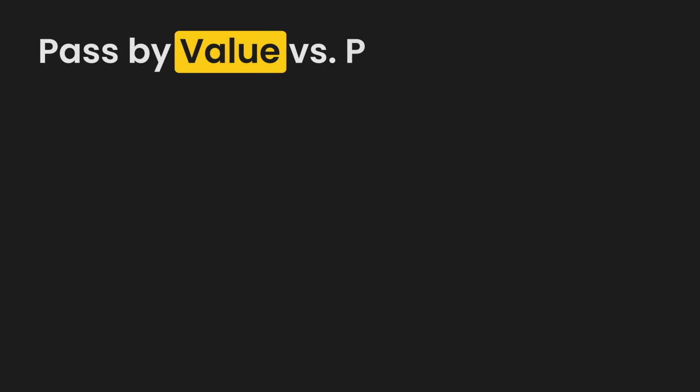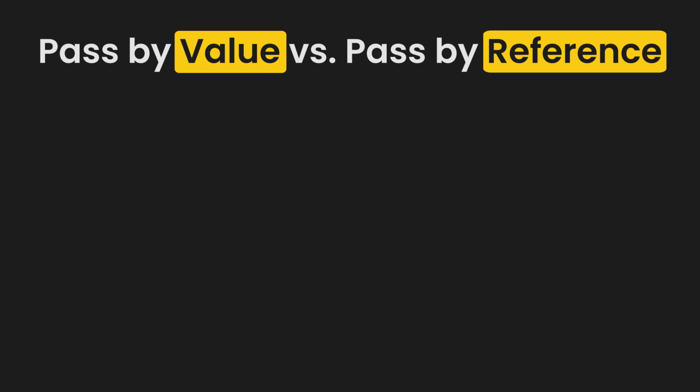Now that we've covered all data types, it's time to tackle one of the most crucial concepts in JavaScript: pass by value versus pass by reference. Understanding this distinction is key to predicting how your variables behave when assigned or passed into functions. Let's start with primitives, which operate on a pass by value mechanism.